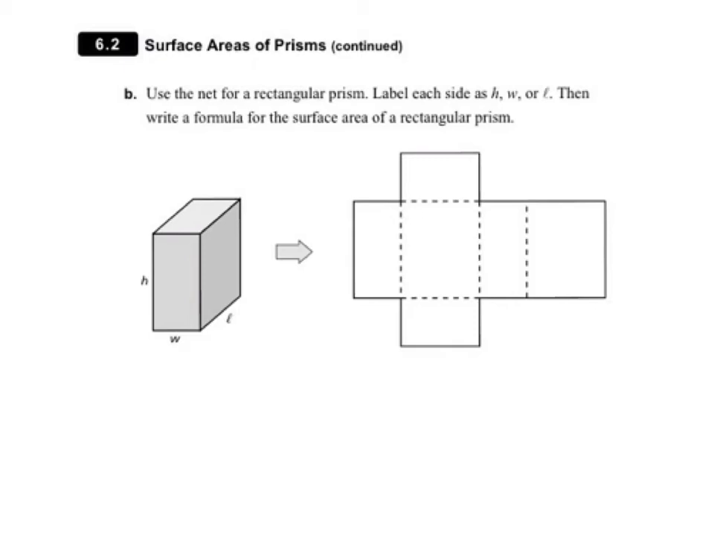So if we look at the picture on the left, we can relate that to our drawing of the net on the last page. The W corresponds to the side with the measurement of 3, and the H corresponds to the longer side with the measurement of 6, and the L corresponds to the side with the measurement of 5.